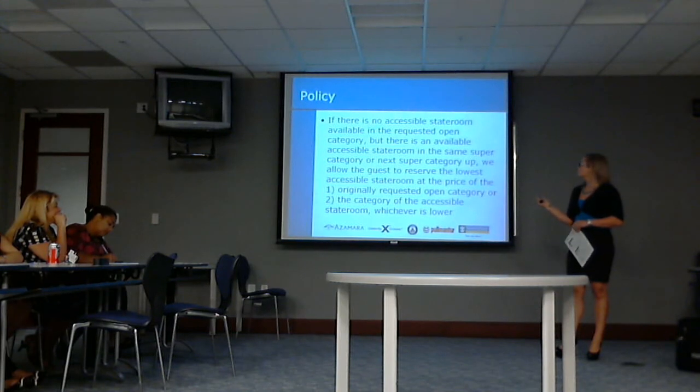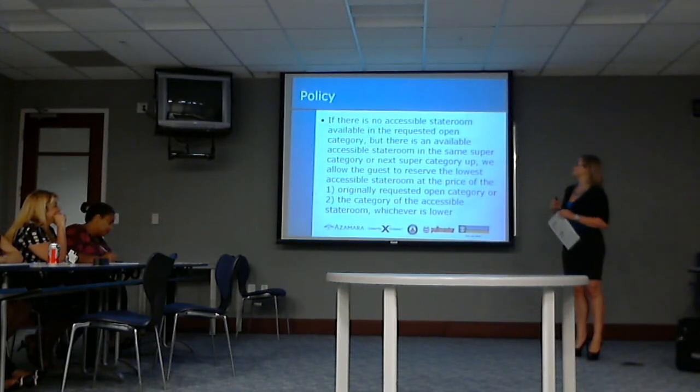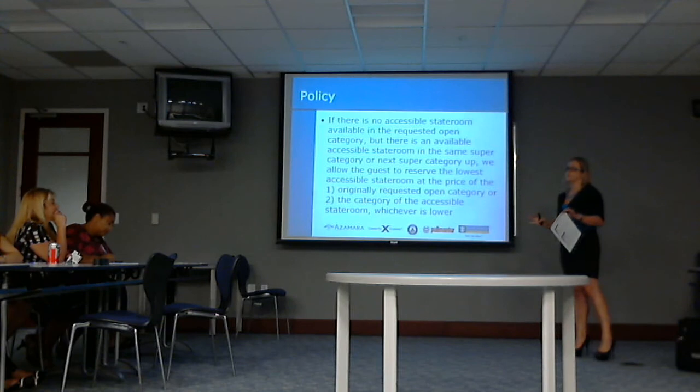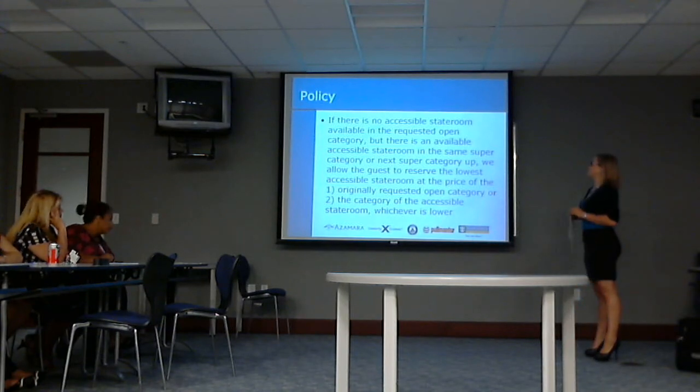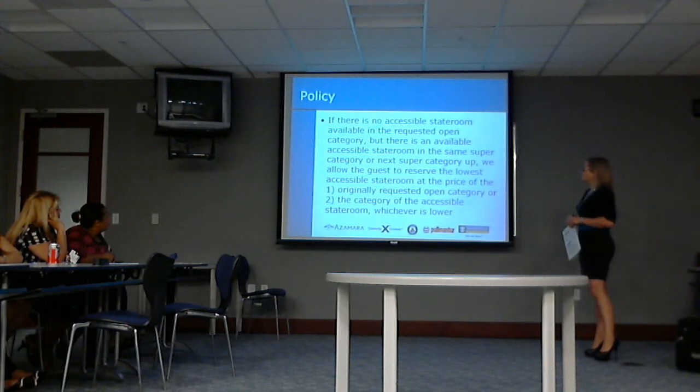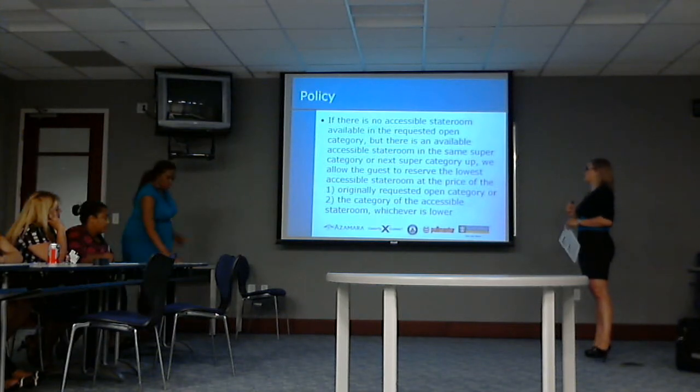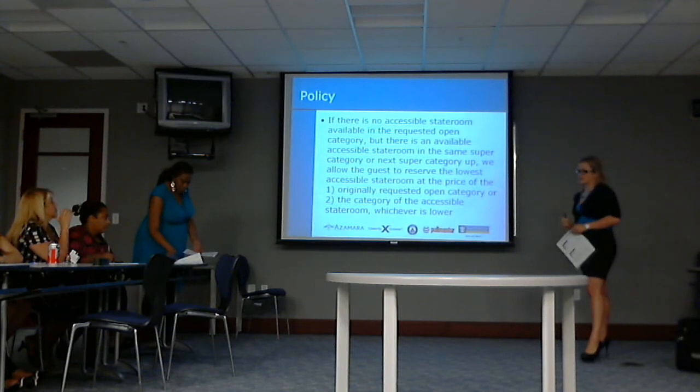And for the policy, this is really important, so please pay attention. If there is no accessible stateroom available in the requested open category, but there is an available accessible stateroom in the same super category or next super category up, we will allow the guest to reserve the lowest accessible stateroom at the price of 1, the originally requested open category, or 2, the category of the accessible stateroom, whichever is lower.